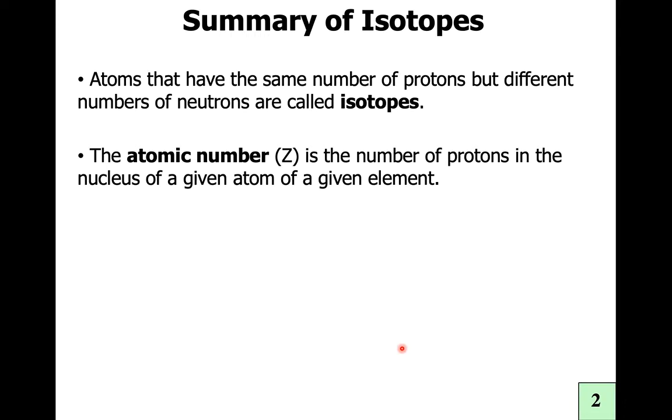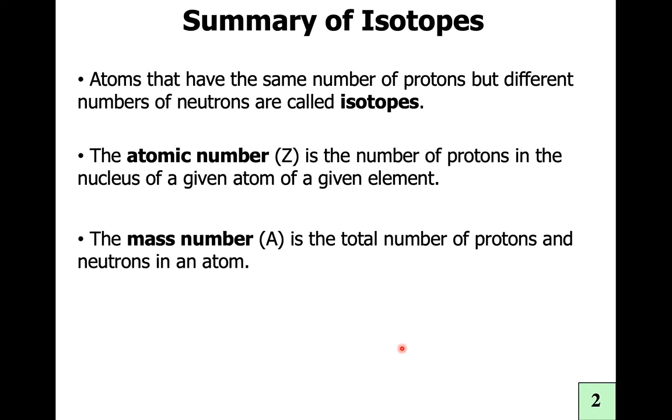Okay, so the atomic number is the number of protons in the nucleus of any given element. You can find it on the periodic table. It's at the top. It's the integer. It's the number with no decimal, just a simple number, and it increases 1, 2, 3, 4, 5 across the periodic table. The mass number is the total number of protons and neutrons in a particular atom.